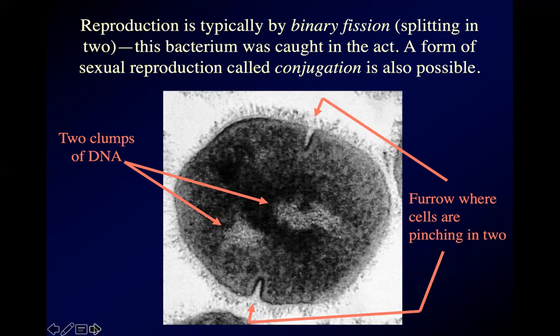There's two clumps of DNA, that light colored stuff. One is going to go to each daughter cell. So this is typically how bacteria reproduce. They split. There's a type of sex they can have, but I have to talk about DNA a little more to be able to talk about how bacteria have sex. We may be able to get to that later.